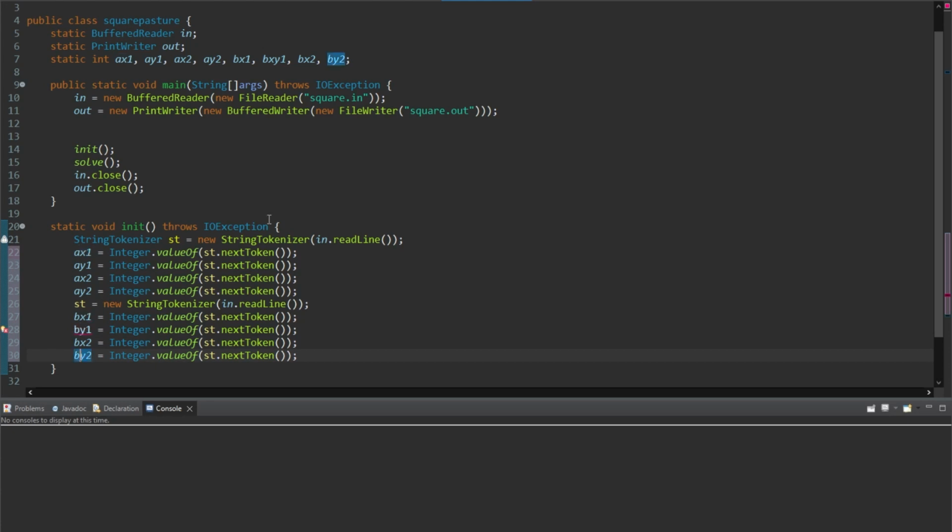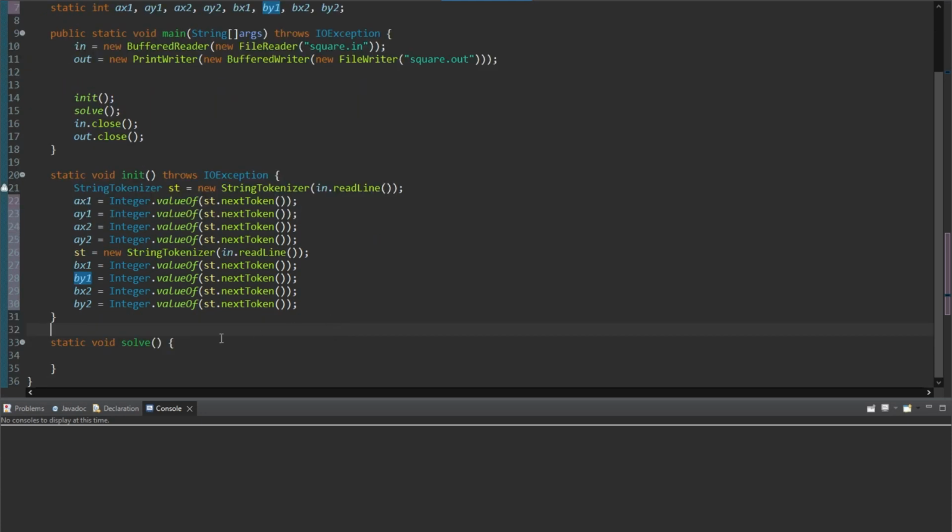That's pretty much all we need to do. Oh, and it looks like I accidentally put an X there, so we'll just remove that. So yeah, that's how we take in our variables. Now that we've taken them in, we're ready to go. So we need to find the minimum y and the minimum x of our minimum rectangle, right? So the rectangle that just barely includes both of the rectangle pastures that we started off with.